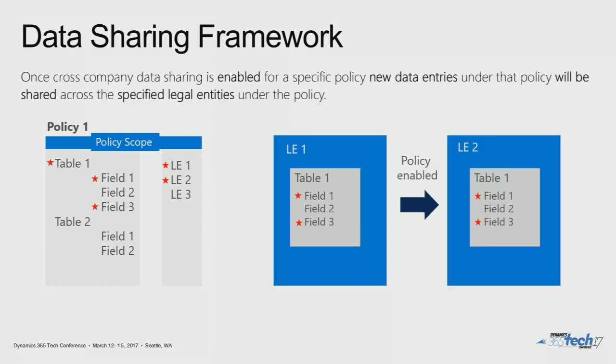As I mentioned, I have a policy. Beneath this policy, I have table 1 and table 2, and I have identified that I want only table 1, and within table 1, I want field 1 and field 3. That's what I would define in my policy, and then I would include legal entity 1 and 2, and then enable the policy. Once this is enabled, let's say you initially had your data in LE1, the data is replicated to LE2.